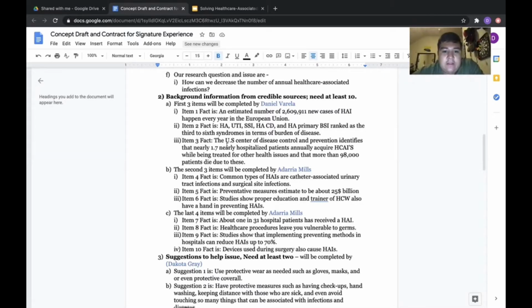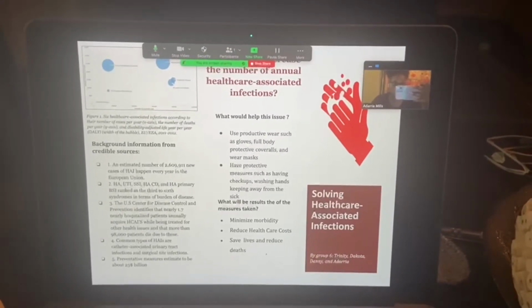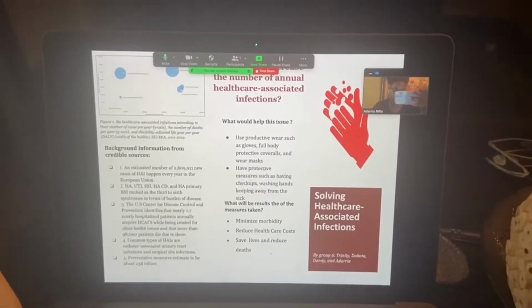Item three fact. The U.S. Center of Disease Control and Prevention identifies that nearly 1.7 million hospitalized patients annually acquire HCAIs while being treated for other health issues, and that more than 98,000 patients died due to these. This portion of the project was the background information from credible sources.